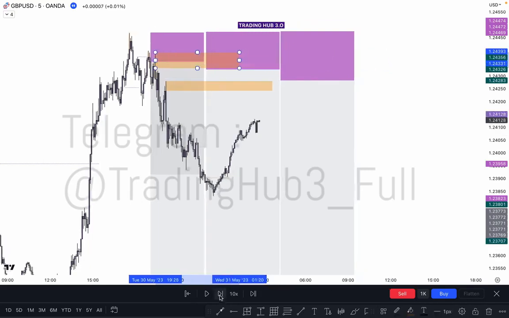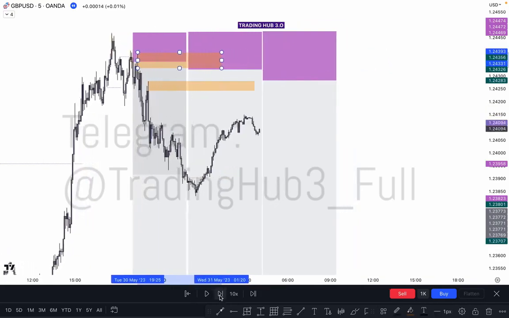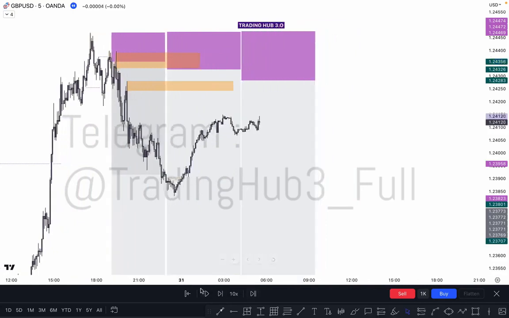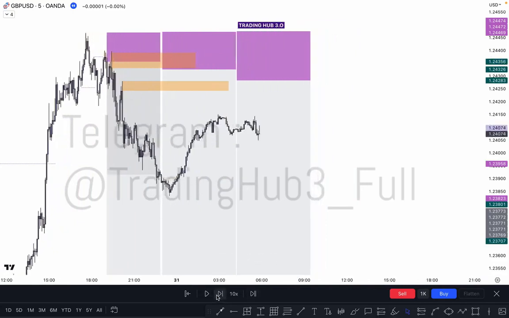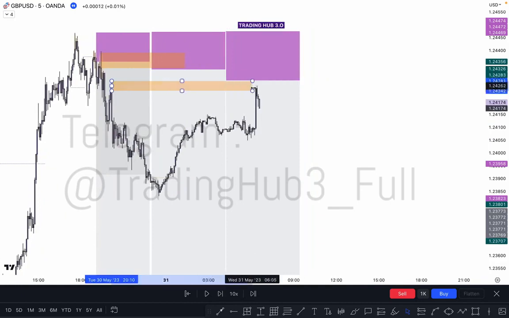So let's see what happened next here after this one, okay? All right, the market continues going higher high. So let's see what happened next after this one. All right, the market is trying to go higher and the market taps here, right?